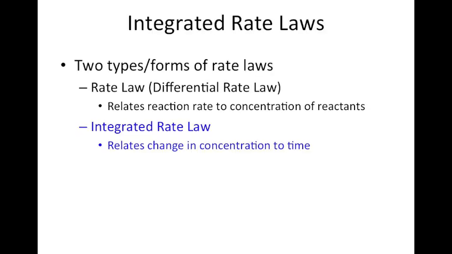In this video, we are going to discuss what are called integrated rate laws and show you how those apply to the kinetic study of chemical reactions. So as we mentioned, there are two types of rate laws. The first type of rate law, often called just a rate law or differential rate law, shows how the rate of a reaction depends on the concentration of the reactants. The other form of the rate law is called the integrated rate law, and it shows how the concentration changes over time.